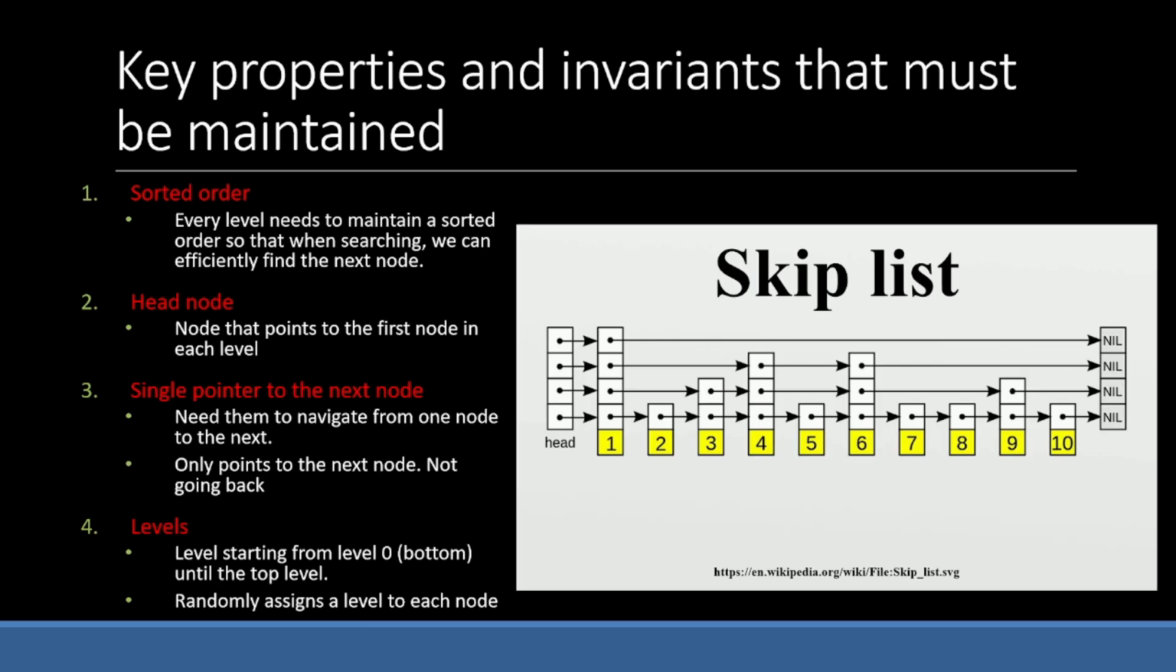Next, we have the levels. Levels are essential to a skip list, allowing fast search, insertion, and deletion. Starting from the bottom level, the original list is considered level 0, and each level on top is level 1, level 2, and level 3. Each level has nodes that are randomly selected by using the coin flip technique that I talked about earlier.